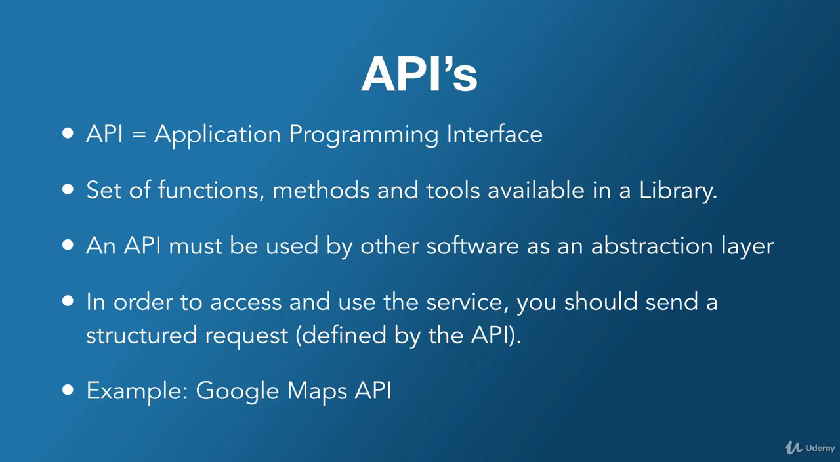This is an abstraction layer because you are not programming directly into the Google Maps API, but you send a structured request, for example, to tell the Google Maps API the zoom level, the latitude and longitude, where the pin is going to be displayed, the type of map that you want to display. Everything is going to be part of a structured request. You have to use the functions that the Google Maps API has defined.